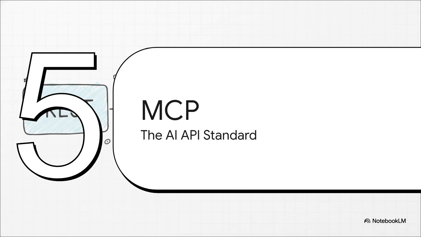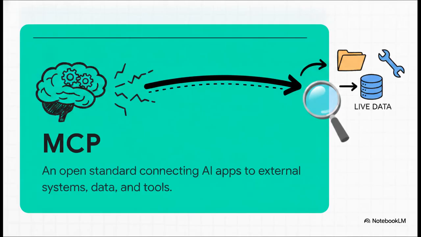MCP, the AI API standard. This brings us to MCP, the Model Context Protocol. You see, AI models have a fundamental limitation. Their knowledge is completely sealed off at the time they finish training. If you ask an AI about a file on your local machine or a row in your live database, it just can't natively see it.